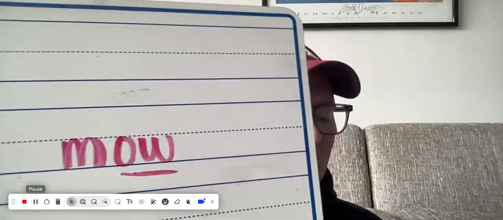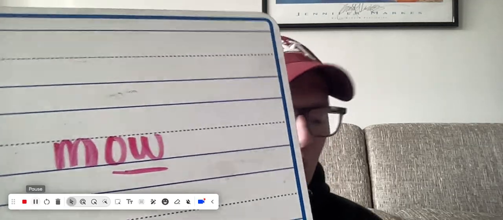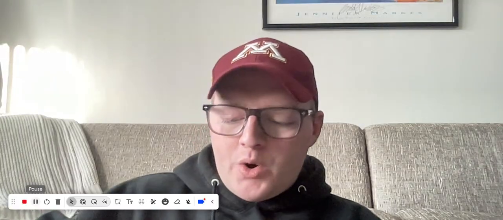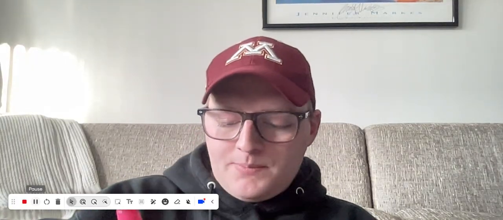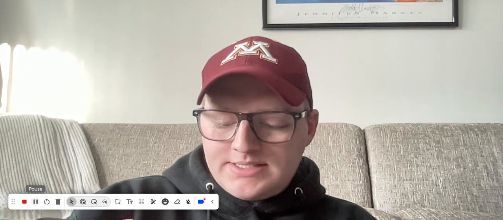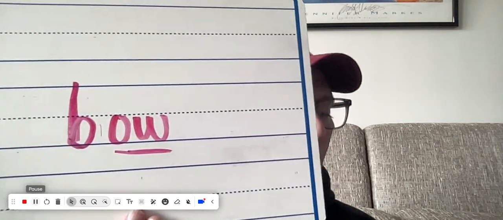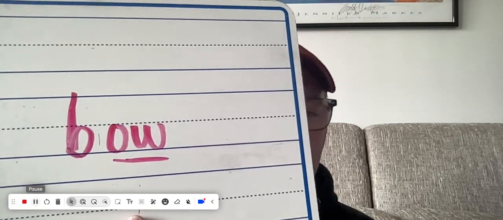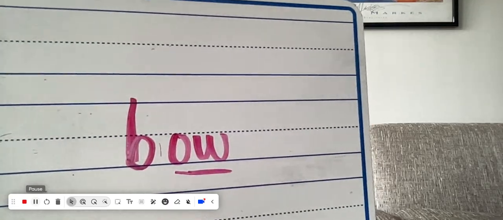Good, okay. Now, what if you changed the word mow to bow? Change the word mow to bow. Where is that change happening? Well, it's happening at the beginning, so we're going to erase the M and write a B for bow. Bow. Good. Now, what would you do to this word if I wanted you to change this word to blow?